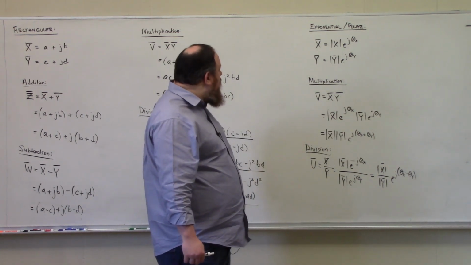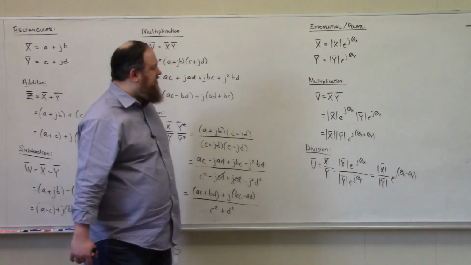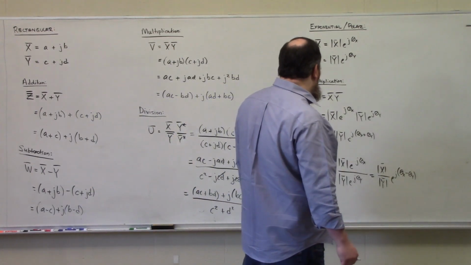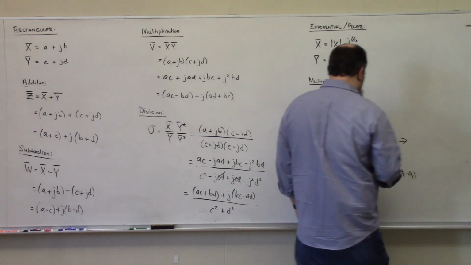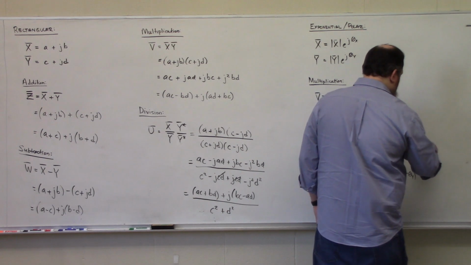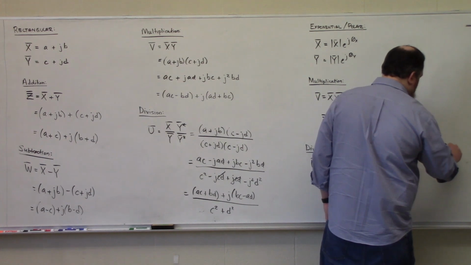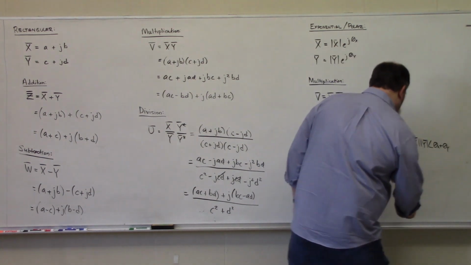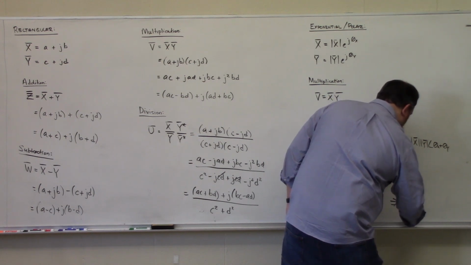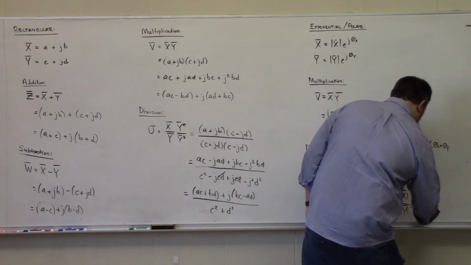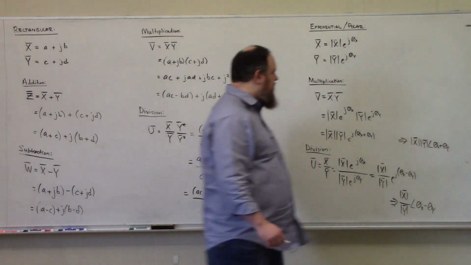So our division operation is much, much more simple in our exponential form as well. If we wanted to flesh these things out in polar form, this is going to be magnitude of x times magnitude of y, angle theta x plus theta y. And this one is going to become magnitude of x divided by the magnitude of y, angle theta x minus theta y.